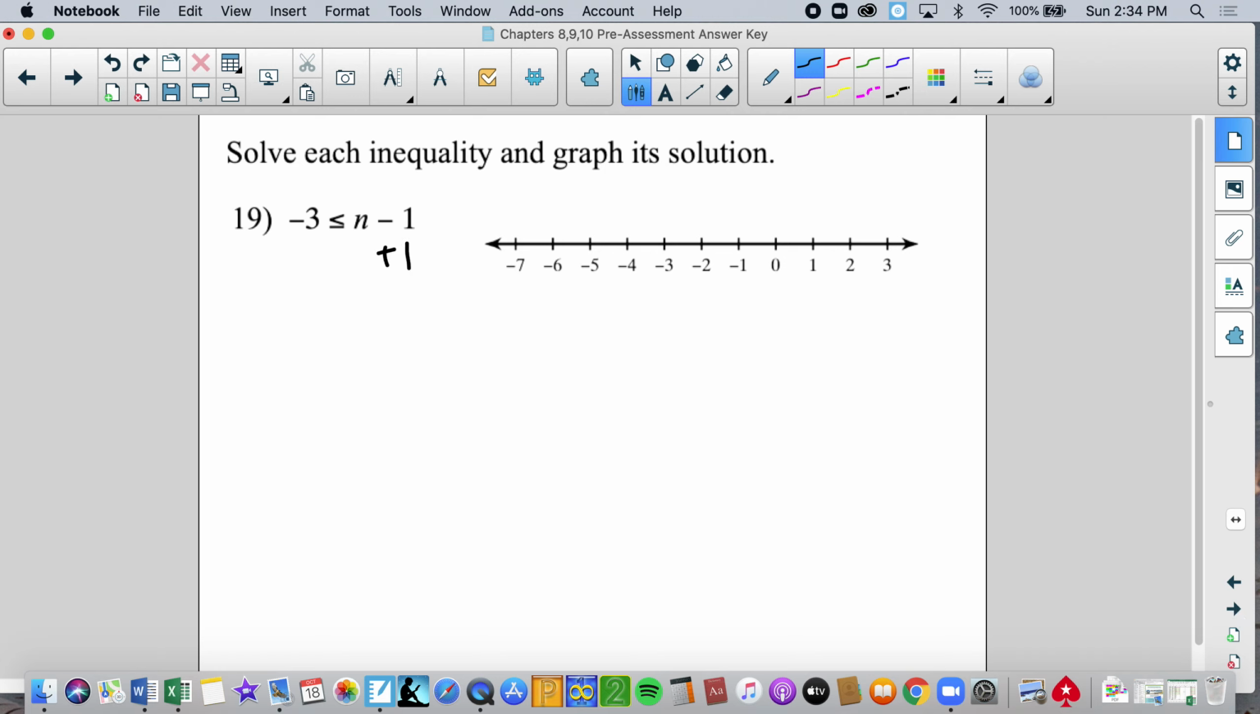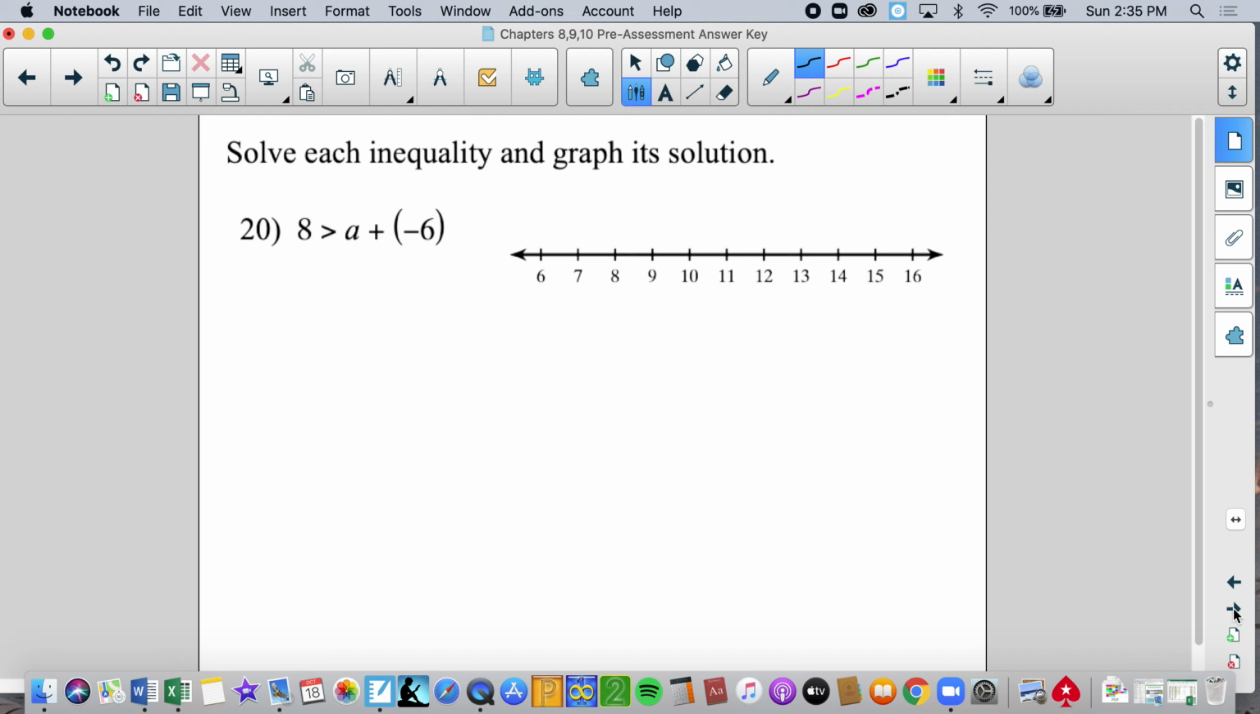19, we're going to add 1 to both sides. You get -2 is less than or equal to n. Rewrite it where n is greater than or equal to -2. I have a closed circle because it's equal to. My solutions are greater than -2.